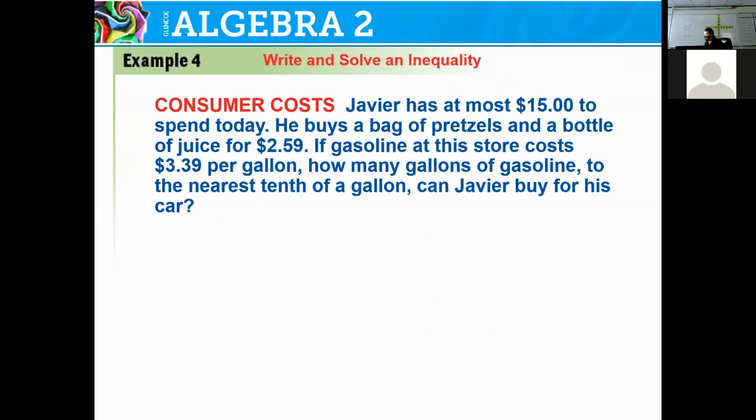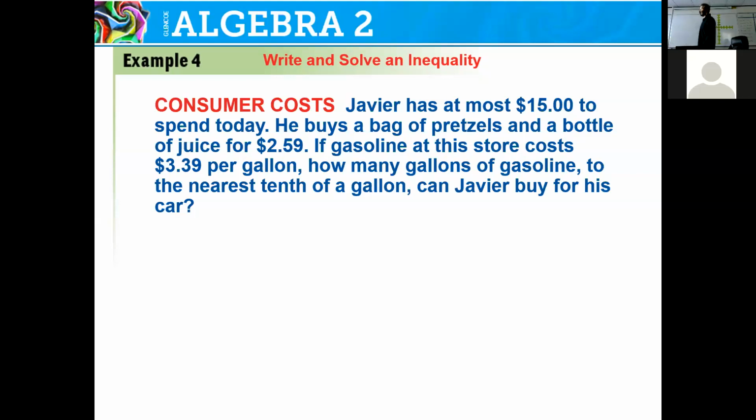Okay. Here what we have is we were given a word problem, and we need to actually write the inequality and then solve the inequality. So it says Javier has at most $15 to spend today. He buys a bag of pretzels and a bottle of juice for $2.59. If gasoline at this store costs $3.39 per gallon, how many gallons of gasoline to the nearest tenth of a gallon can Javier buy for his car?